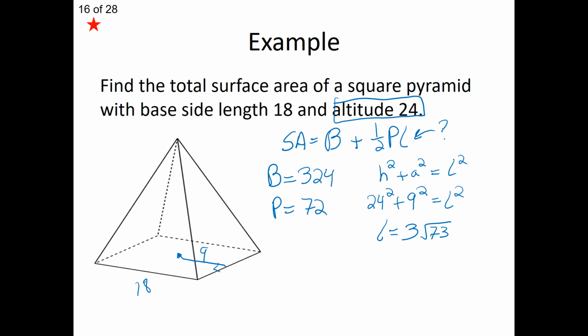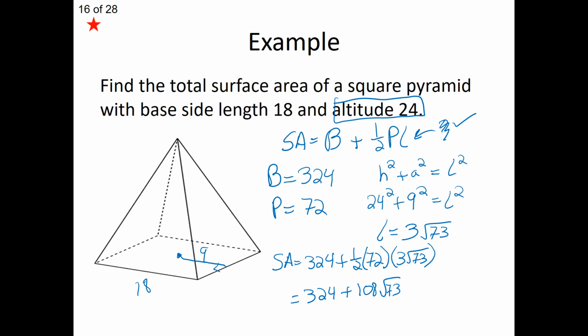So there now is, check, we didn't know what it was, but now check, we know what the slant height is. We have all three variables we need. So now let's plug those into our formula. It's the area of the base plus 1/2 the perimeter of our base times the slant height of our pyramid. And when we simplify that, well, it turns out that 324 actually can't be added to this next term because of that root 73, but we end up with 108 root 73, and there is the surface area of our pyramid. There it is, using our surface area formula for a pyramid.